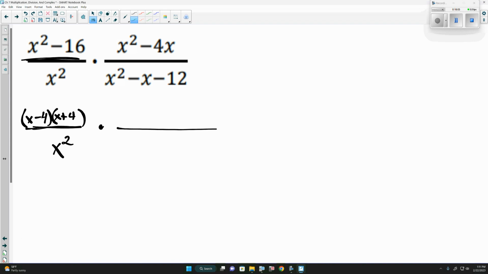Is x squared minus 16 a difference of perfect squares? Those are nice. X plus 4, x minus 4. X squared minus 4x. Well, it's not a difference of perfect squares. But we can factor out an x. Because x factored out of x squared is x. Minus, if I take an x out of 4x, we have 4.